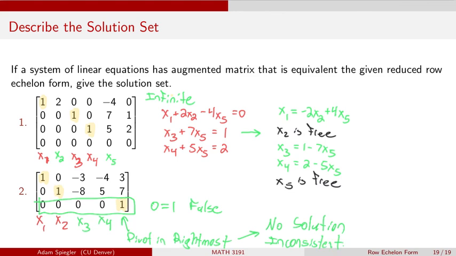Okay, so hopefully this series of lectures focused on how we apply this row reduction algorithm, this Gaussian elimination, and once I've got the matrix in reduced row echelon form, how I can then say something about the solutions.